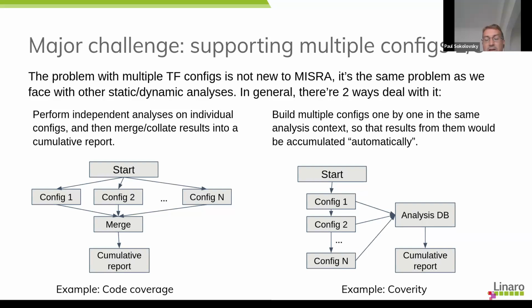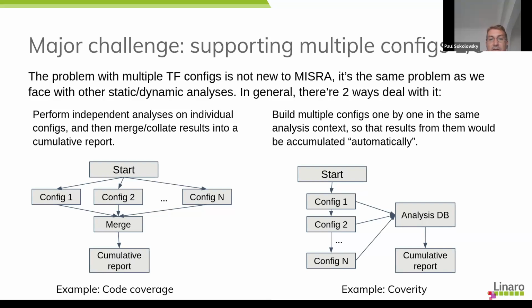Based on the previous experience, there were two ways to address that. One is to still run different configurations independently, producing some internal representation of the report information, then merge them in some way, and then produce the actual human readable report. That was used, for example, for code coverage. Another is to set up a context for static checking or just analysis, run several configurations in a row, and accumulate data for them.